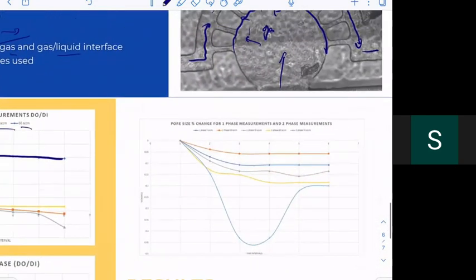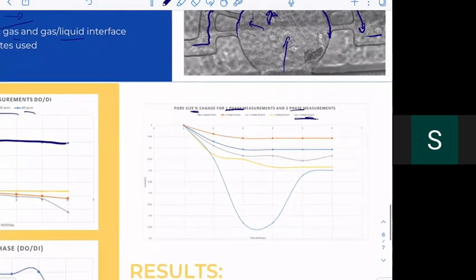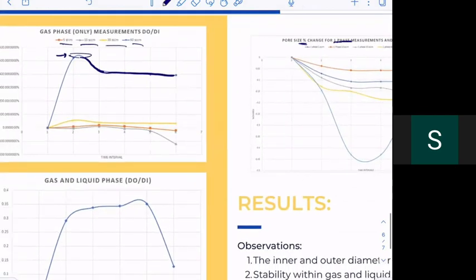Again, we also tested the pore size percentage change between the one phase and the two phase measurements. For the two phase measurements, we used 55 SCCM. And again, obviously the pore sizes would decrease with an increase in the gas pressure and an increase in the water flow.